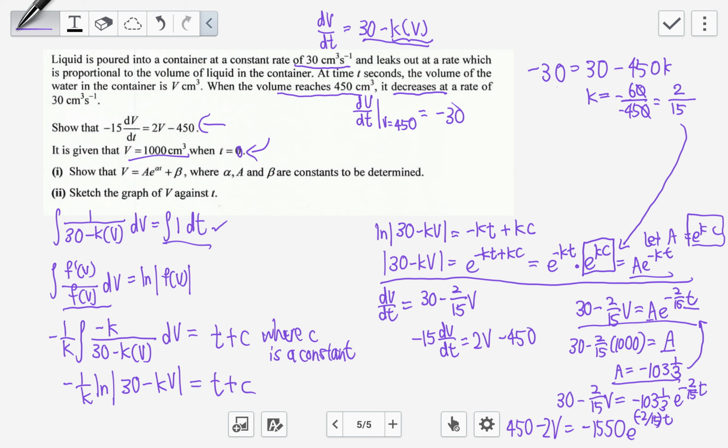Just a few more steps. I will take everything divided by 2, so this will be 225 plus this divided by 2, which will be 775, e to the minus 2 over 15 t equals v.